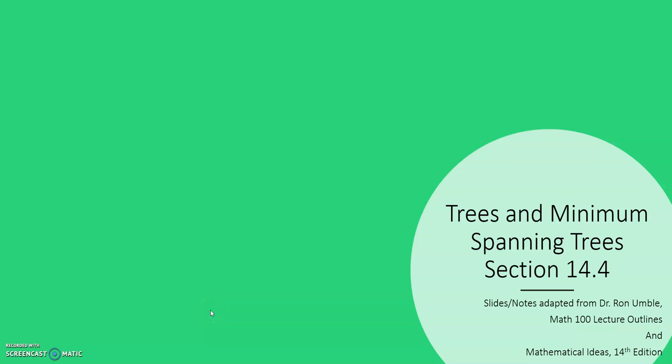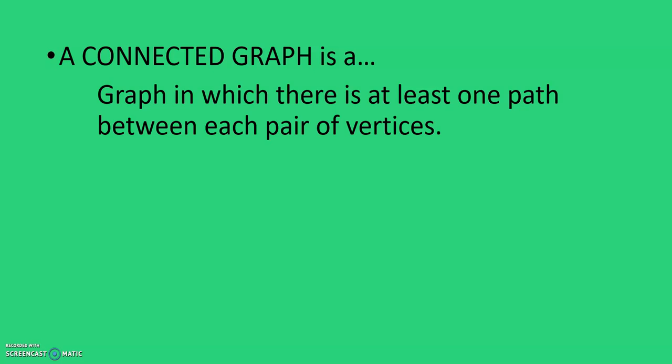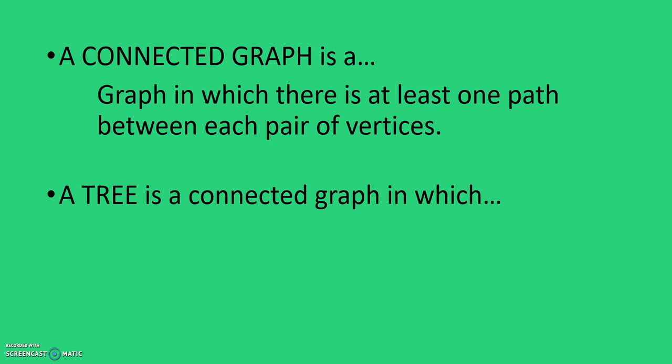Section 14.1, trees and minimum spanning trees. A connected graph is a graph in which there is at least one path between each pair of vertices. A tree is a connected graph in which there are no circuits.